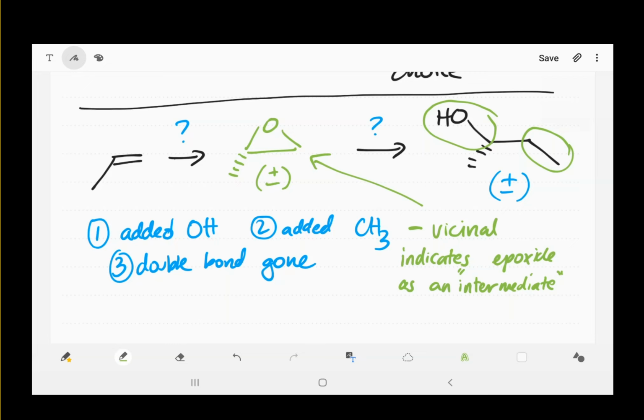So, now let's go ahead. We've taken care of point 3 there. The double bond is gone. So, check. That one's done. We've also essentially added OH, right? We know that that oxygen in the epoxide will become the alcohol in the product. So we've added our oxygen there. So the part that we're missing now is, where did this extra CH3 come from? How might we add a CH3 to this molecule?